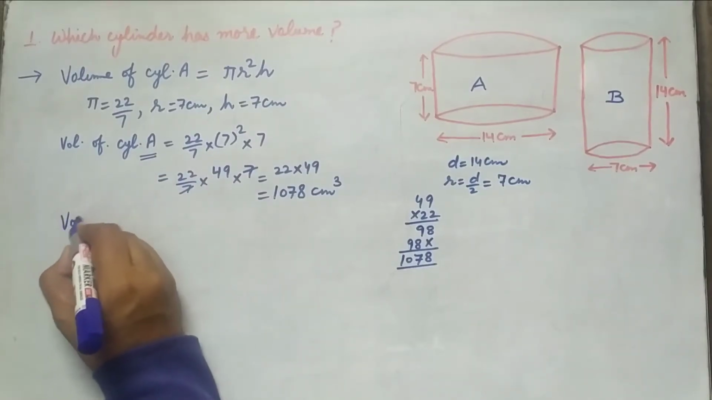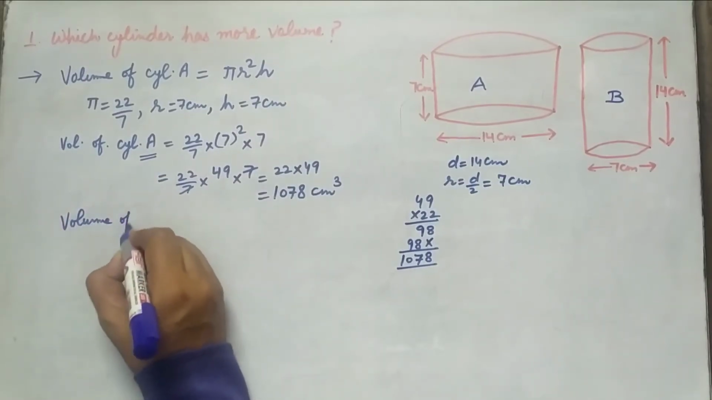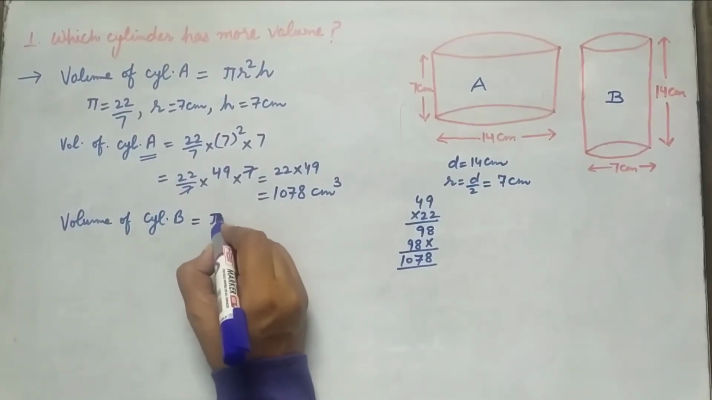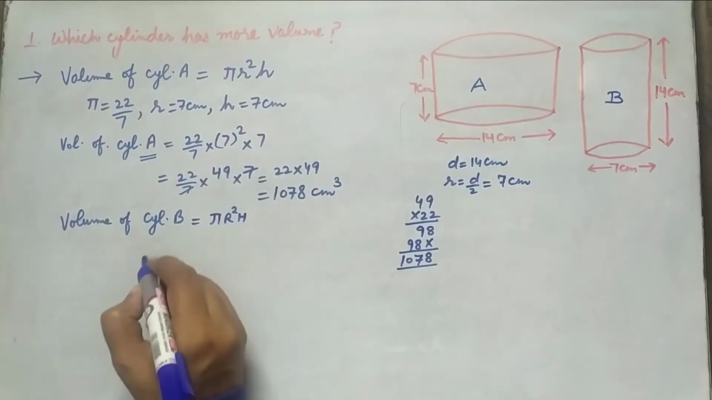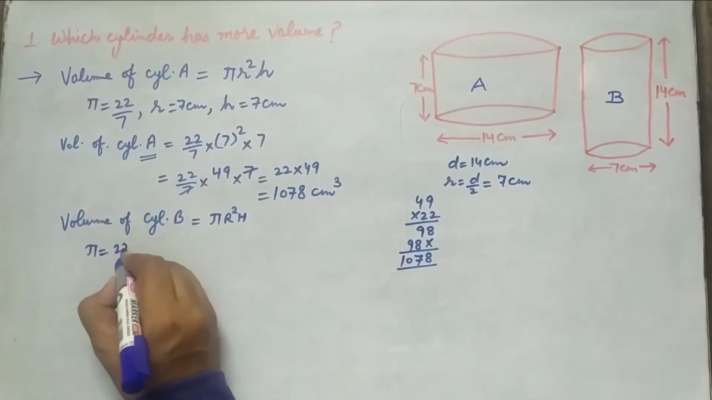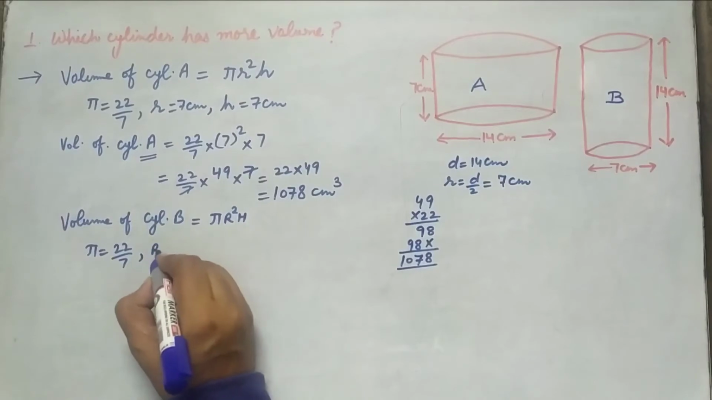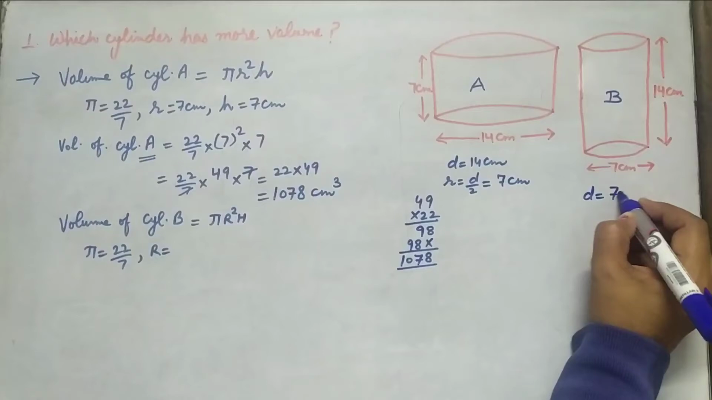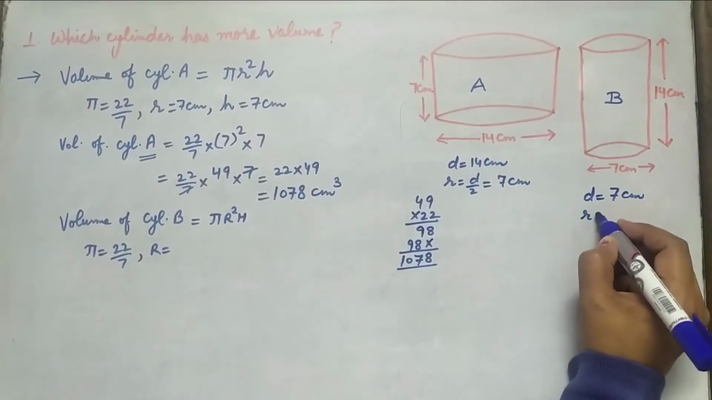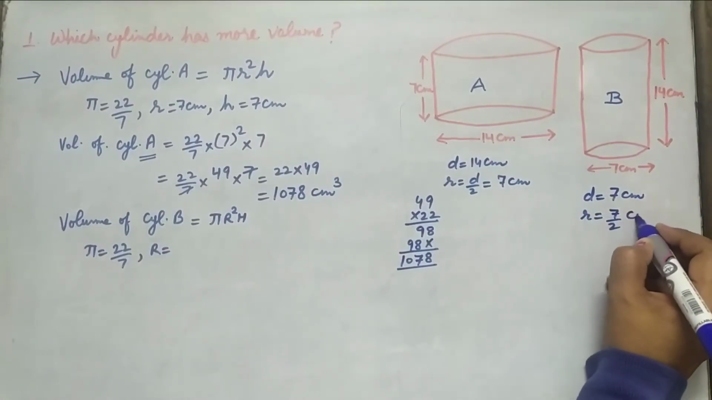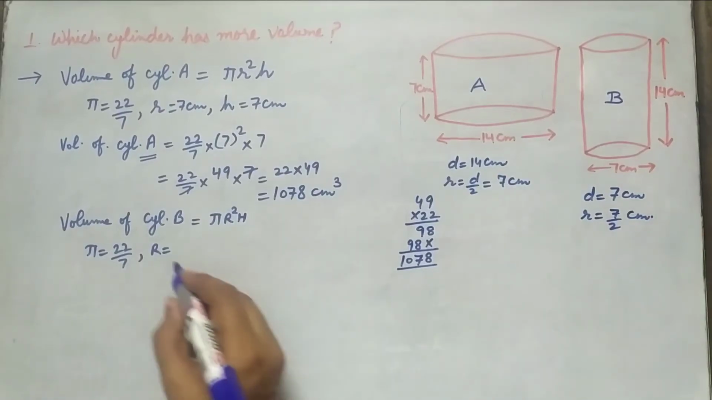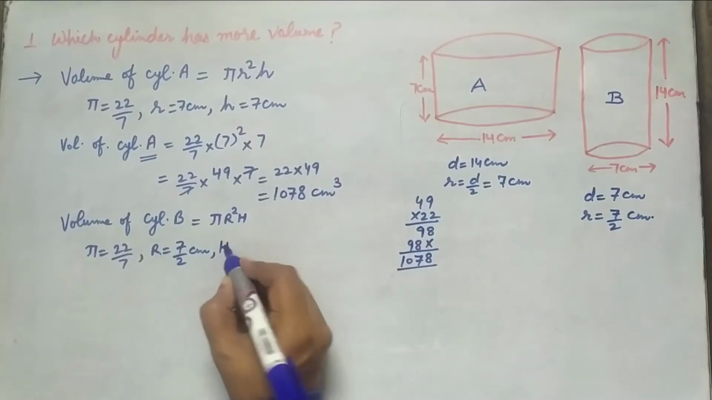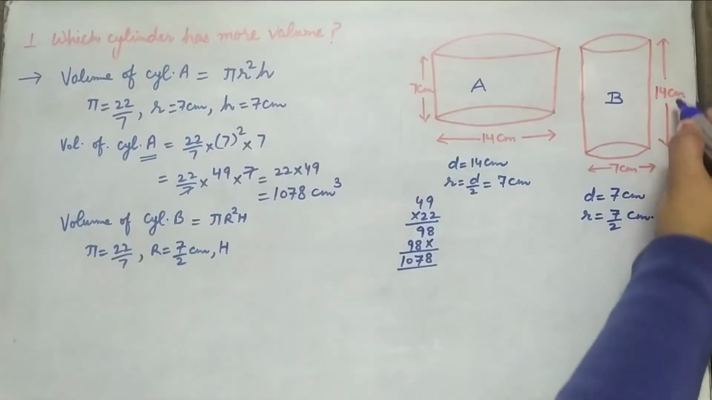Similarly, we calculate volume of cylinder B. The formula is same, pi r square h. Here pi is 22/7. R the radius of cylinder B. Again diameter is there. Diameter is 7 centimeter. Radius will be half of 7. That is 7/2. And h the height of cylinder B, it is 14 centimeter.